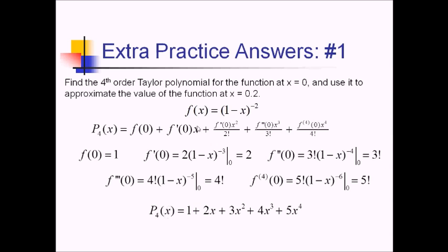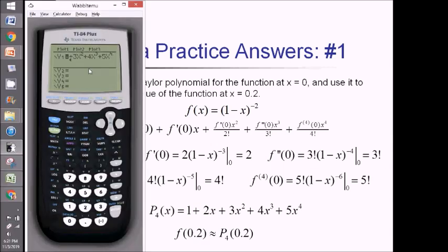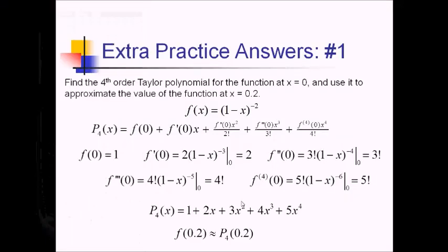Now to approximate f of 0.2 in this function, I'm going to write f of 0.2 is approximately p sub 4 of 0.2. And now I'm going to plug it in on the calculator now that I've shown people what I'm doing. So I've got that whole polynomial plugged in my y1. Let me quit out of there and do alpha trace to pull up my y1. And now I'm just going to plug in 0.2 and hope for the best. Enter. Comes out to 1.56.